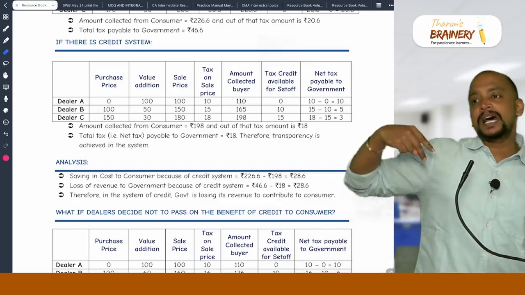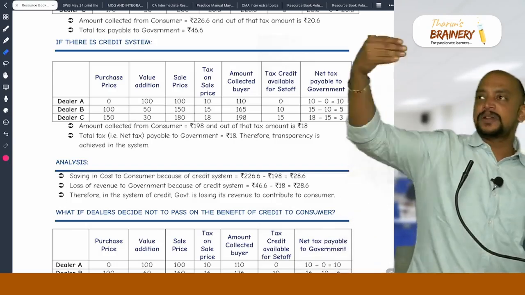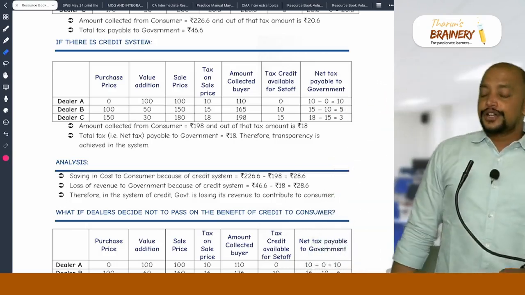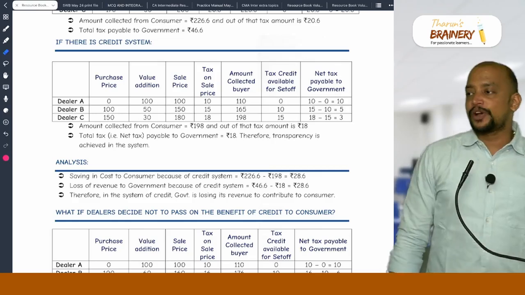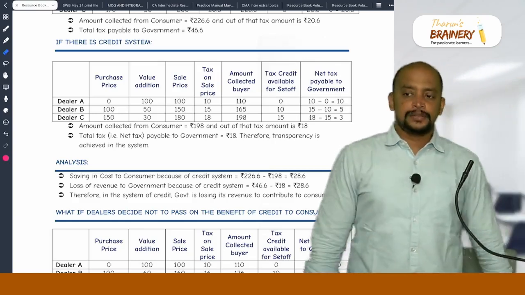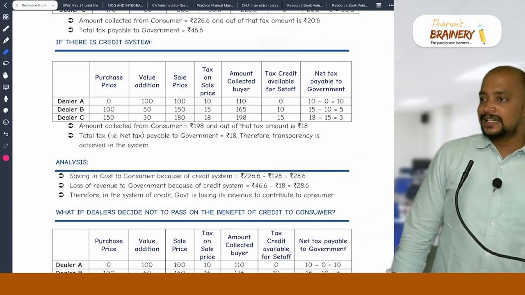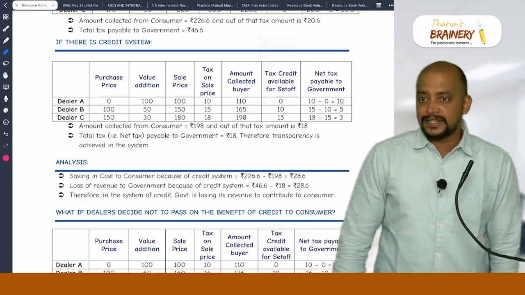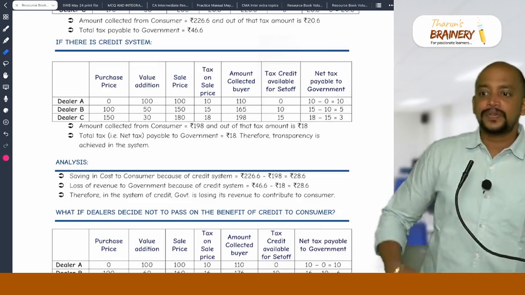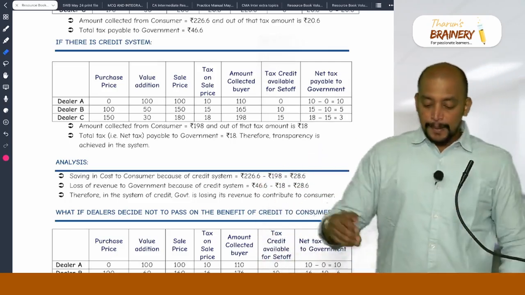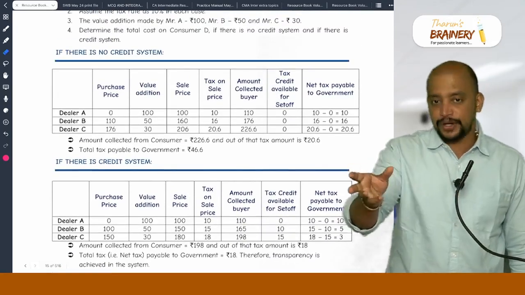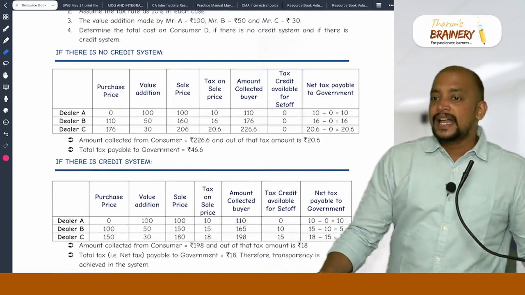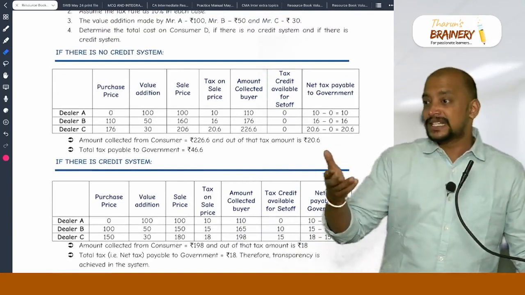Now if you compare between these two tables, see the previous table. What is the cost to the consumer? The cost to the consumer is 226.6. Now what is the cost to the consumer? 198. What is the difference? How much is the consumer saving? 226.6 minus 198, that is 28.6 is what the consumer is saving.